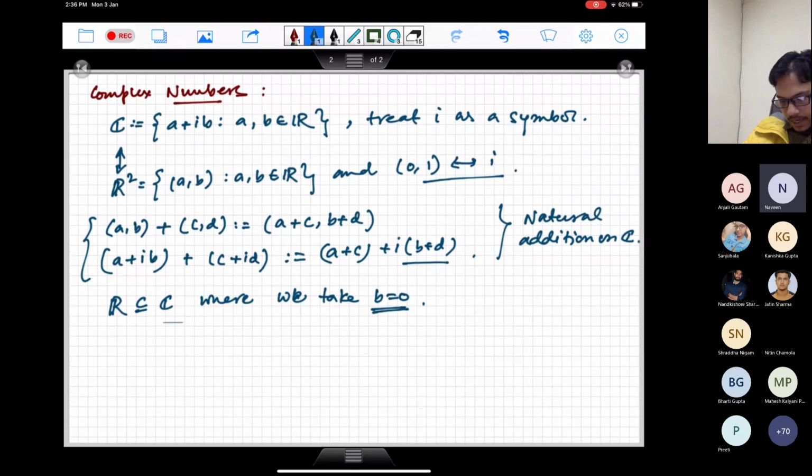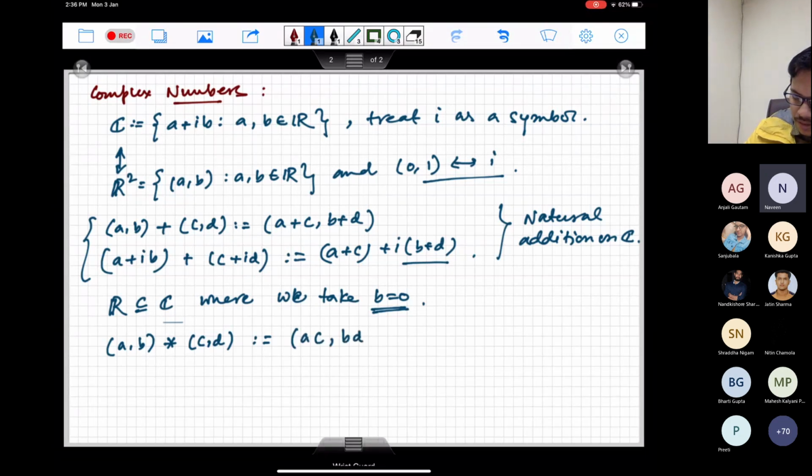Very nice. Okay, now let us define a multiplication. So we have ordered pairs (a, b), and let's multiply it with (c, d), and then the natural one that comes to our mind is (ac, bd). Right? This is one multiplication that comes naturally to us, and we can define it in this way.